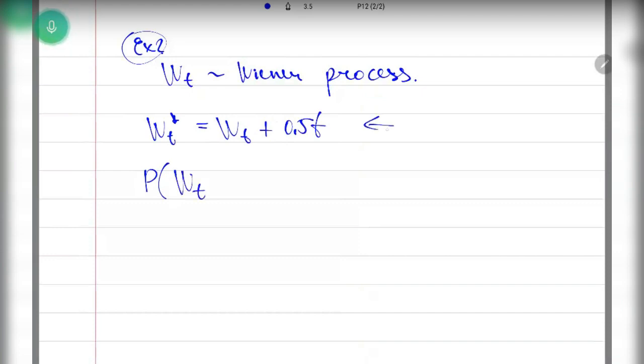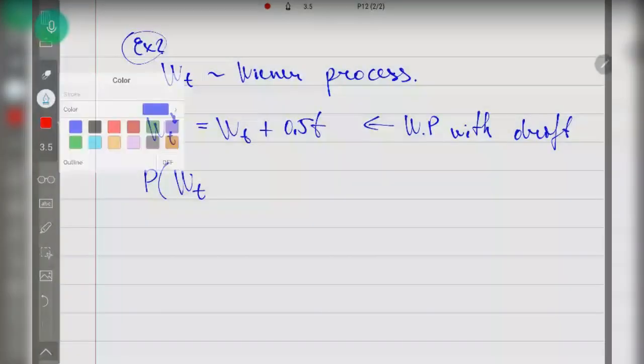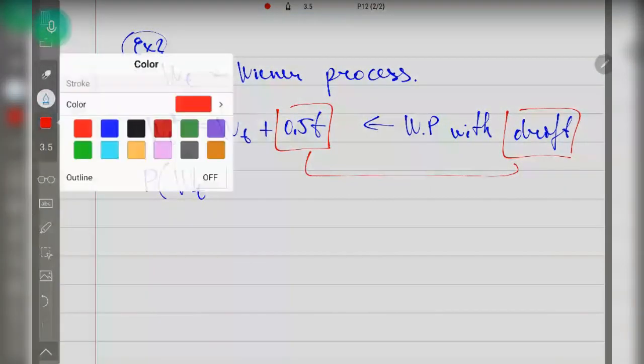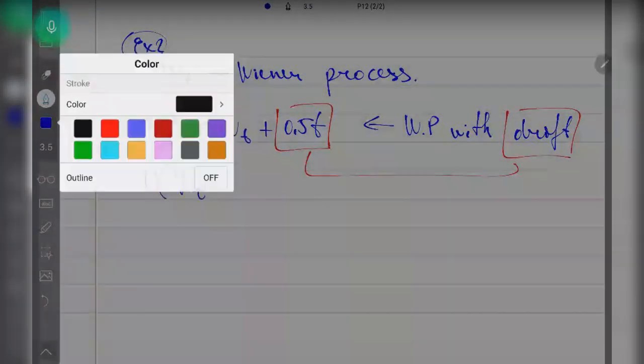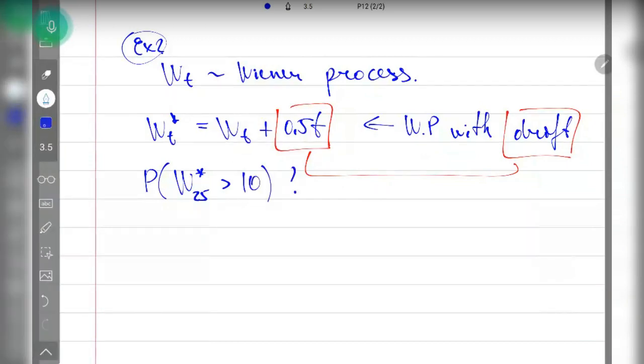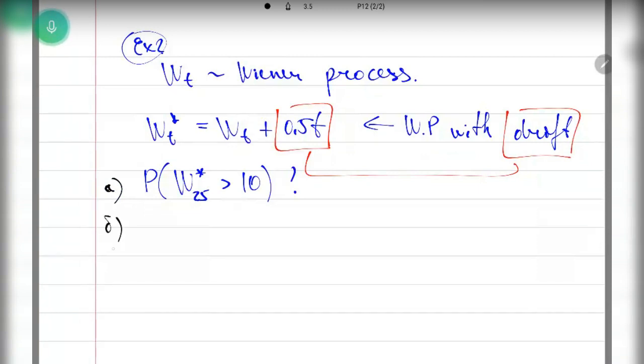And I may ask a similar question: what is the probability that drifted Wiener process, that is, the Wiener process with drift? That part that I add is the drift. And I may ask a similar question: what is the probability that the Wiener process with drift at time, let's say, 25, will be bigger than, I don't care, 10? And the solution basically is similar, but we see that my first question is to find this probability.